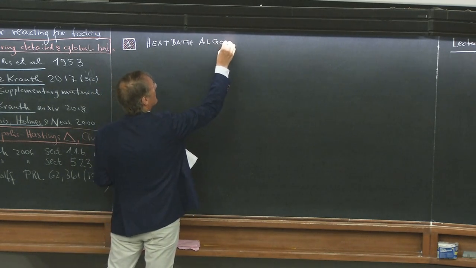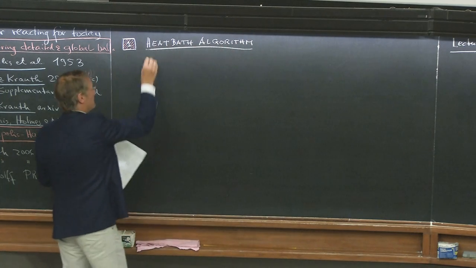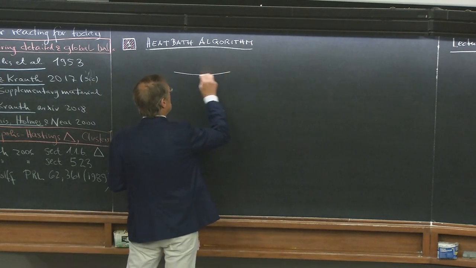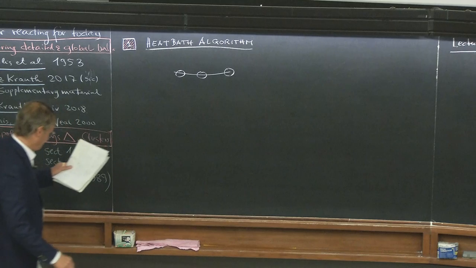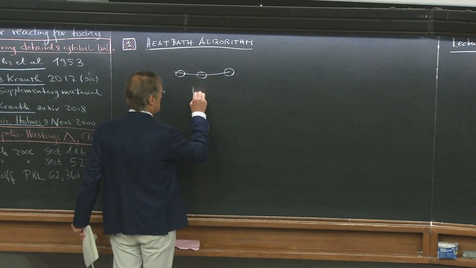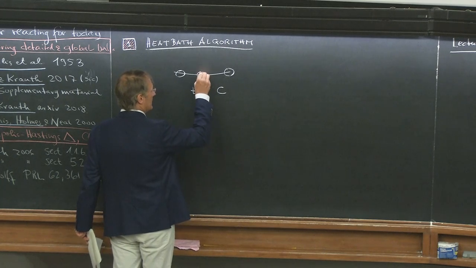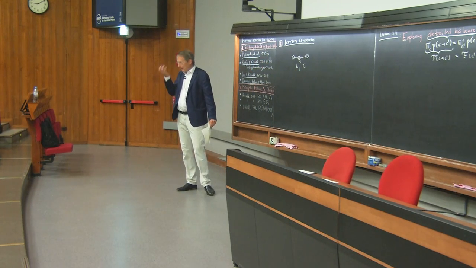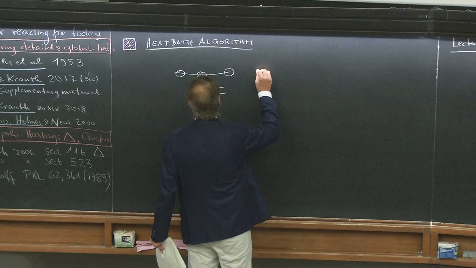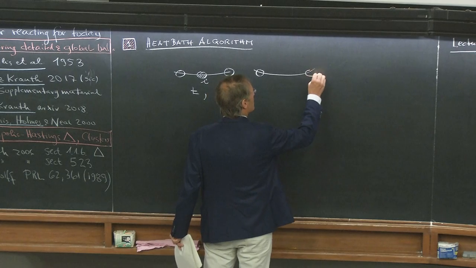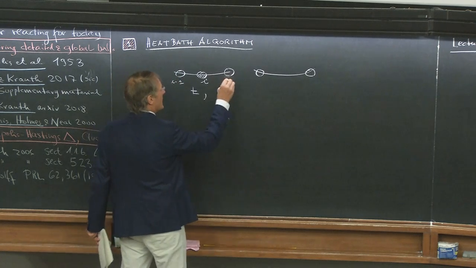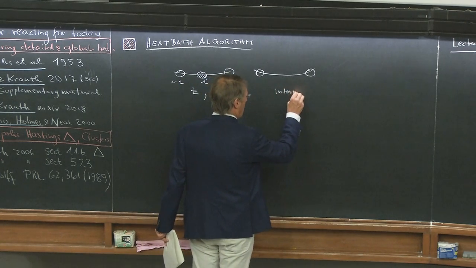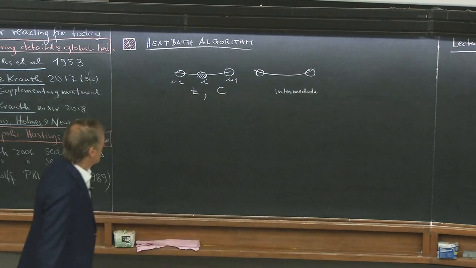And this algorithm is the following. I have a configuration. I just draw part of it. And at time t, I have a configuration C with particle i sitting somewhere. So now what I do is I simply take out particle i. I do an intermediate step, even though this costs me 30 seconds. So this may be i minus 1, i plus 1. So I take it out. And then I put it back.